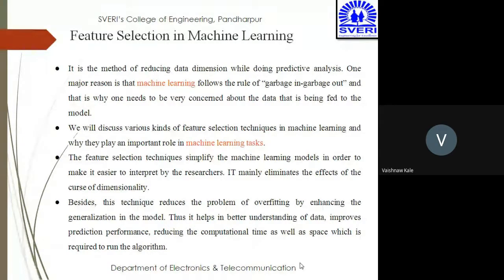So why is feature selection very important? Because we need to reduce the data dimension while doing predictive analysis. For dimension reduction, feature selection becomes very important, as the data becomes very important as we feed it to the model. Feature selection techniques play an important role, and besides this, the technique reduces the problem of overfitting by enhancing the generalization in the model, and it also helps to understand and improves prediction performance.